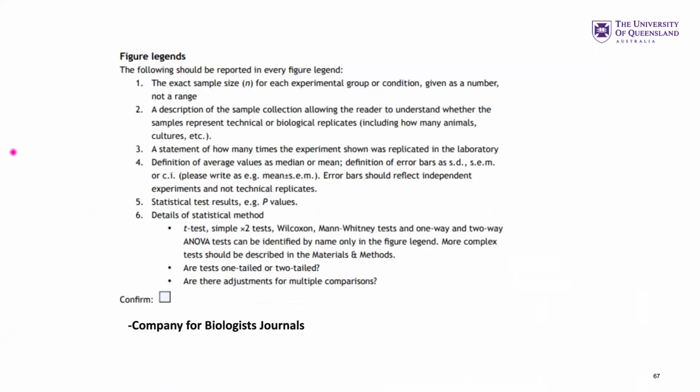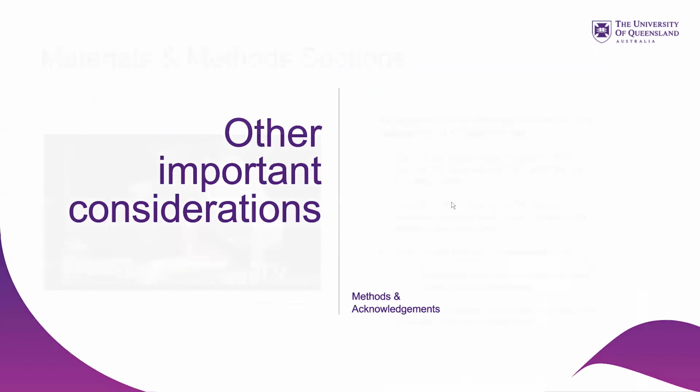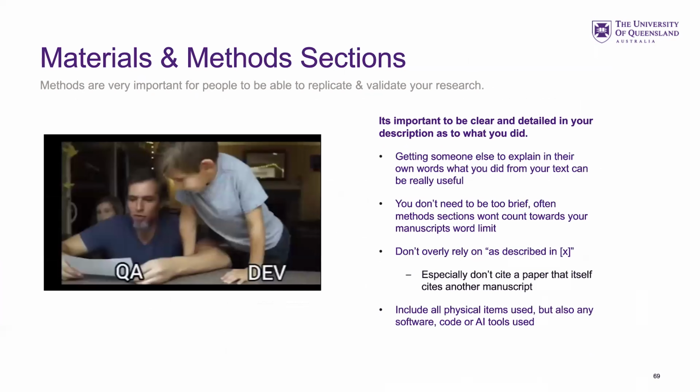Company of Biologists give you a checklist that says things like, have you included the N for your sample size? Have you written it properly as mean plus or minus SEM? The tests and things like that. Other important consideration.